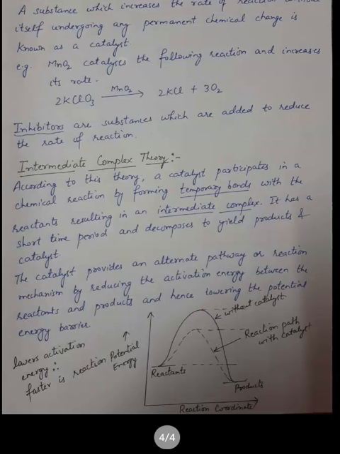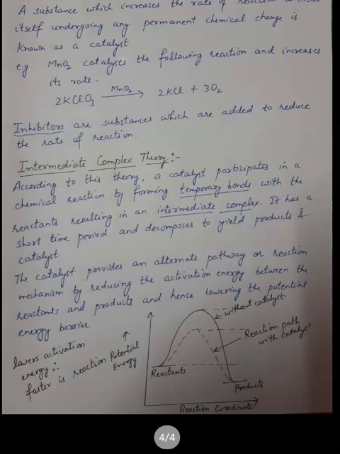Next is the effect of catalyst. We have studied the factors affecting the rate of reaction, and I told you that we will explain them later. Now the first factor is the effect of catalyst. A catalyst increases the rate of reaction without itself undergoing any permanent change. Like in this reaction, 2KClO3 gives 2KCl plus 3O2, we have MnO2. MnO2 here increases the rate of reaction. We have inhibitors also. Inhibitors are substances which are added to reduce the rate of reaction.